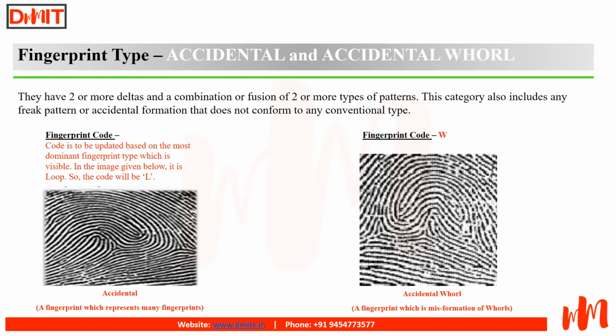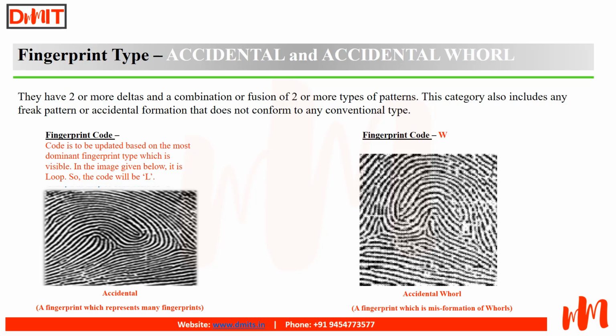Now the next type of fingerprint that we have is accidental. In this case we have two, that is accidental and accidental whorl. First let us read the brief about them. It says that they have two or more deltas and a combination or fusion of two or more types of patterns. It could either be arc or loop or whorl. This category also includes any freak pattern or accidental formation that does not conform to any conventional type, right?